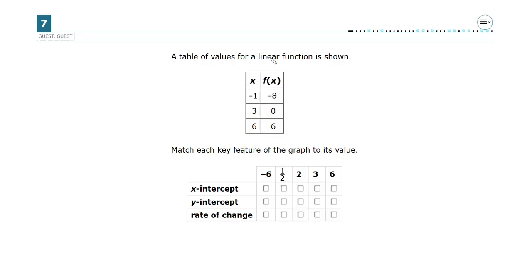Number 7, a table of values for a linear function is shown. Match each key feature of the graph to its value. So first is x-intercept.